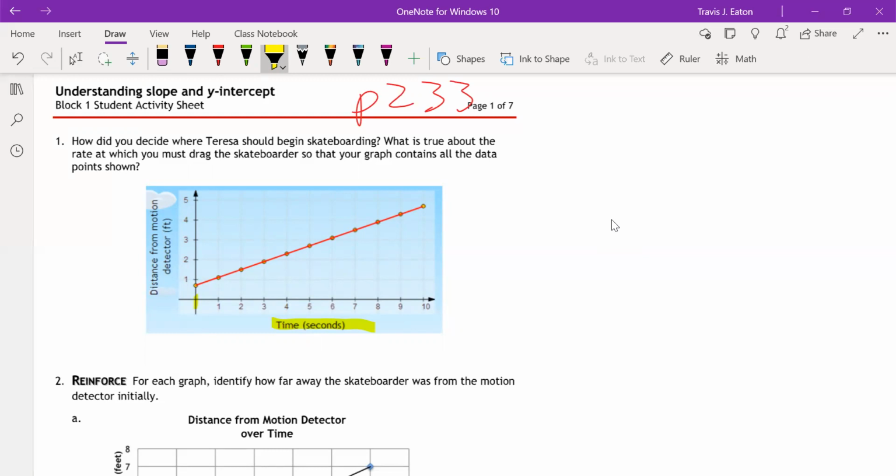Okay. Well, it looks like definitely less than 1 foot, maybe 7/10 of a foot. I don't know, but definitely slightly less than one. Right. Because when we look at it here, we can see that when we are at 0 seconds, we're almost 1 foot away from the motion detector. Okay. But then what is true about the rate that he dragged the skateboarder to make this line of data?